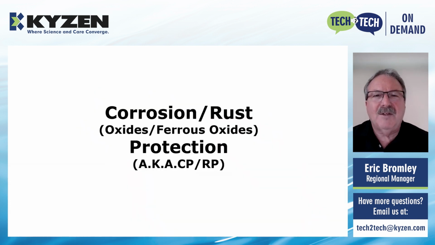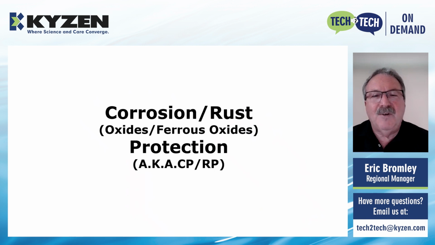Today we're going to be talking about corrosion and rust protection. And when I say corrosion, it's really both for oxides for ferrous materials, oxides for like aluminum and some stainless steels, and also ferrous materials like iron and steel, things of that nature, and also darkening of copper and brass. But today we're going to be talking mostly about just good old-fashioned rust on steel.